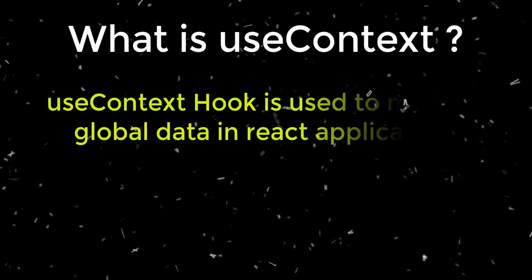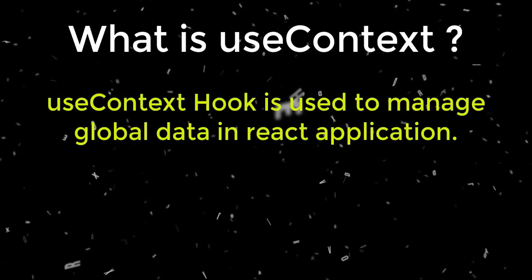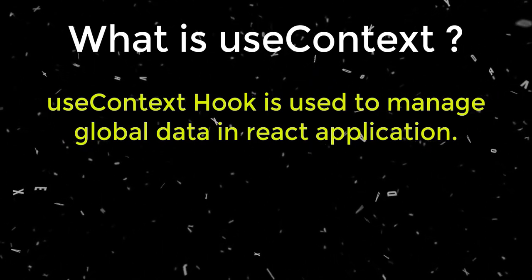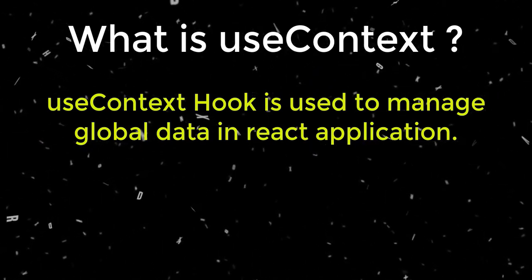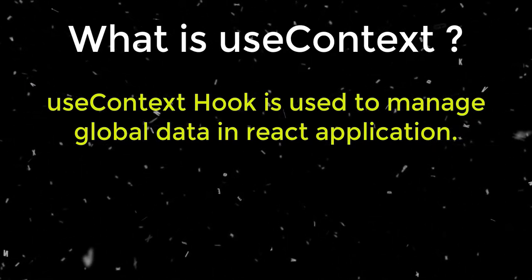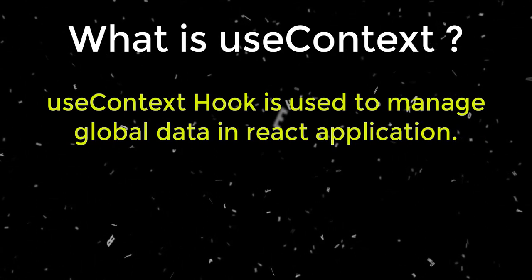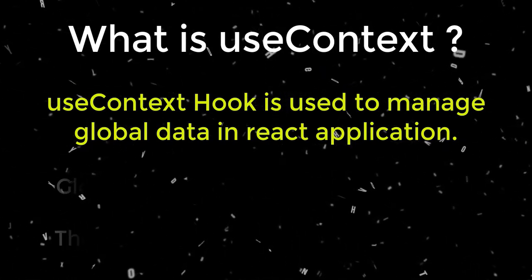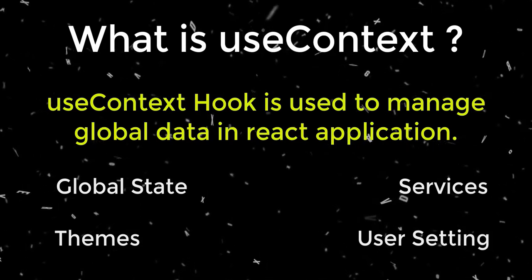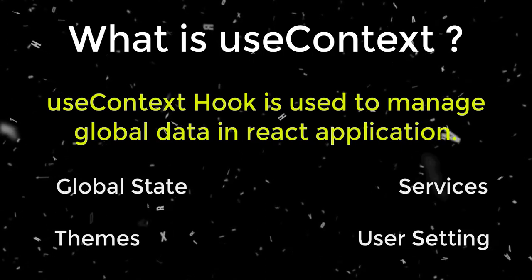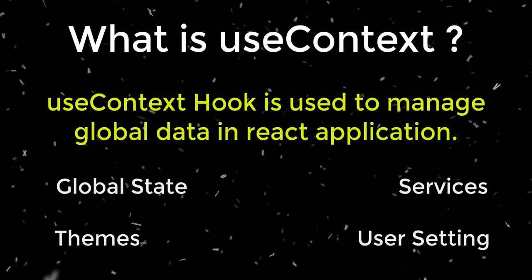So let's start. What is the useContext hook? The useContext hook is used to manage global data in your React application. For example, you would like to store your user information and use it in more than one, three, and five components. So there we need the useContext hook to store data, and we access it from all other components. I will show you in an example. Global data is like global state, themes, services, and user settings. These are the cases where you would use the useContext hook.